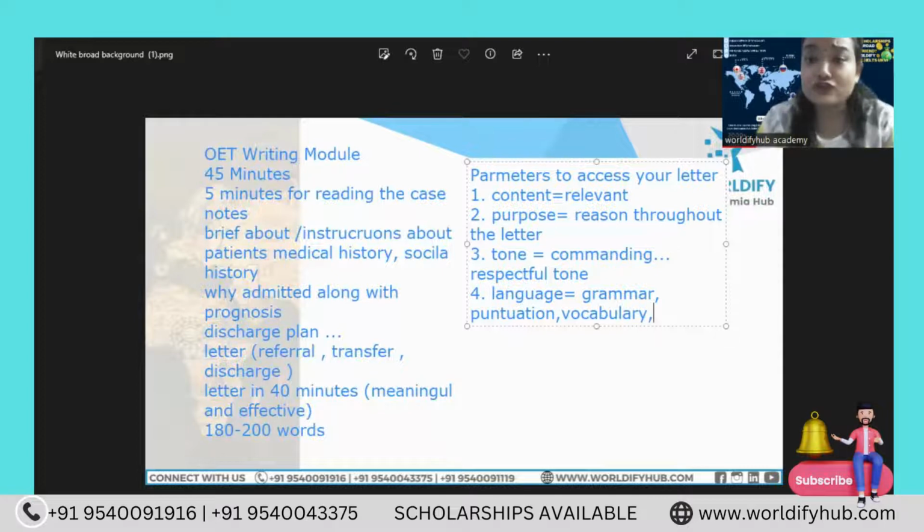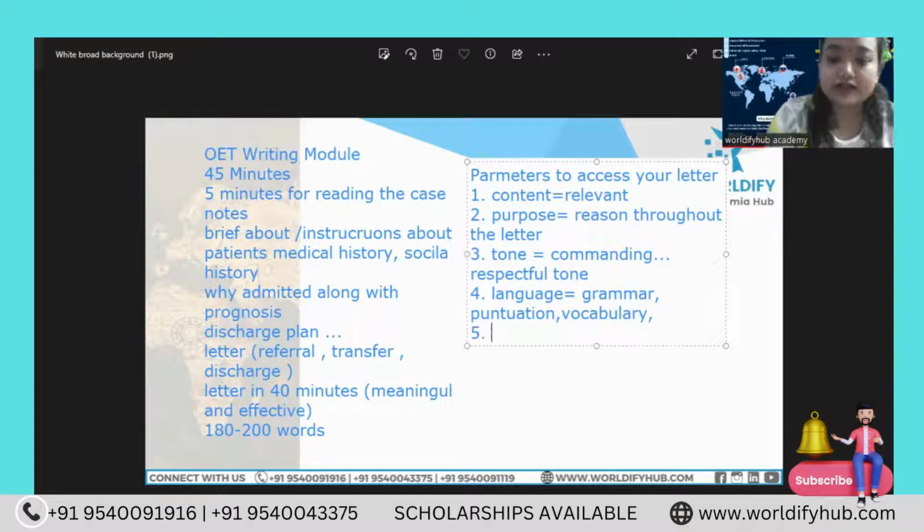If you want to move from the normal level to that higher level wherein you can score a B plus or a good B, then you have to enhance your vocabulary, because you cannot just copy everything written from the case notes. Of course, you have to paraphrase it in a way. How will you be able to do that? Only when you know the alternative words for them, and then you can form a meaningful and effective sentence. So this is your grammar, your punctuation, your vocabulary that is needed.